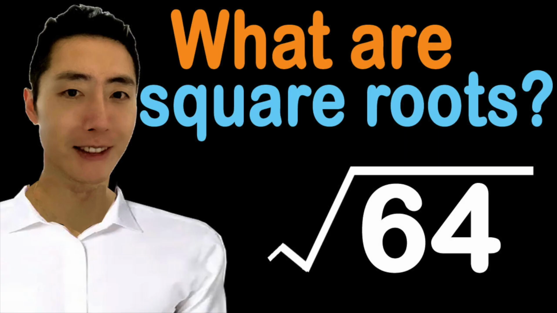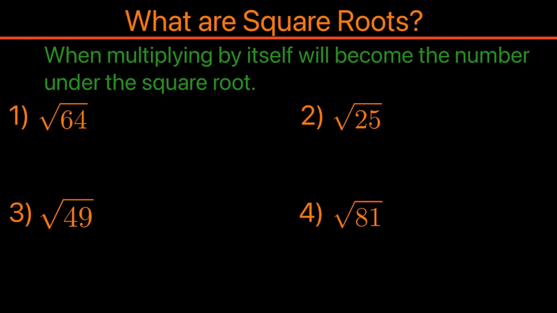In this video, I'll be covering what are square roots. Square roots are numbers that, when multiplied by itself, will become the number under the square root. So below are 4 examples and we're gonna find the square root of each number.